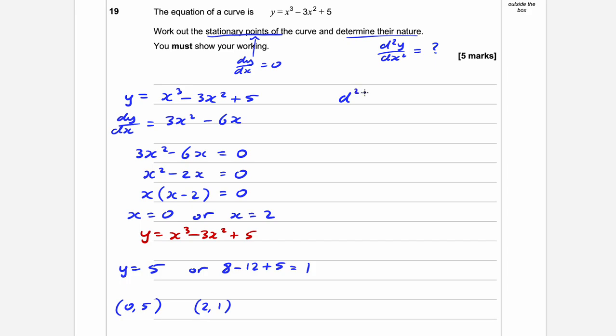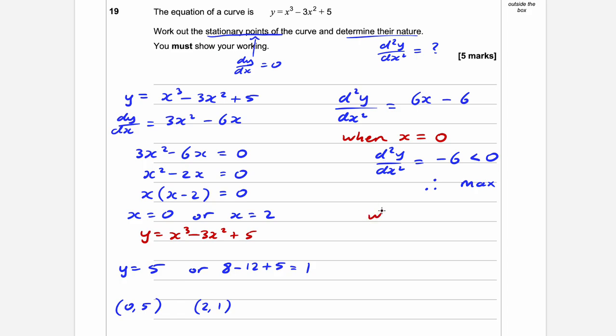So let's get the second derivative, d2y/dx squared. That is the derivative of this. So it's going to be 6x, multiplied by the power, subtract 1 from the power, minus 6. Okay, then we say when x equals 0, d2y/dx squared equals minus 6, which is less than 0. Therefore, if it's less than 0, this is a max.